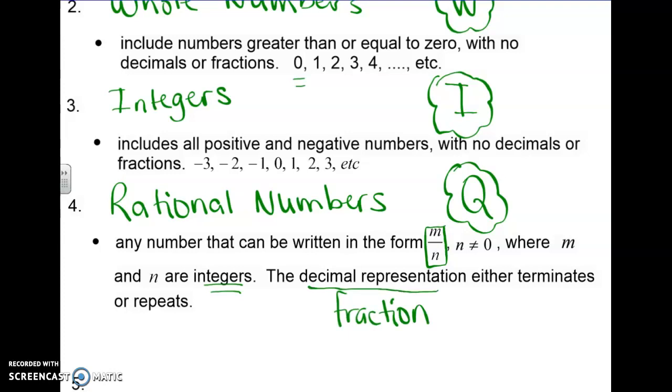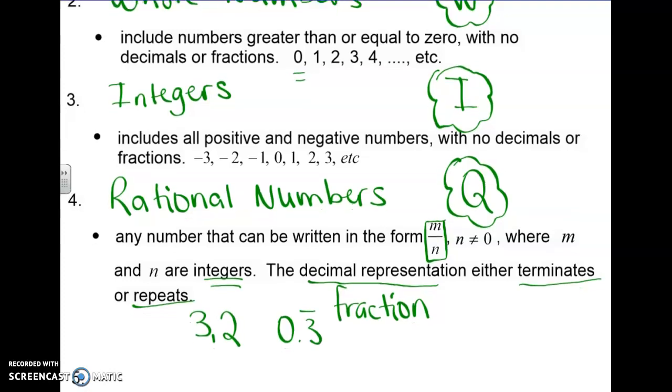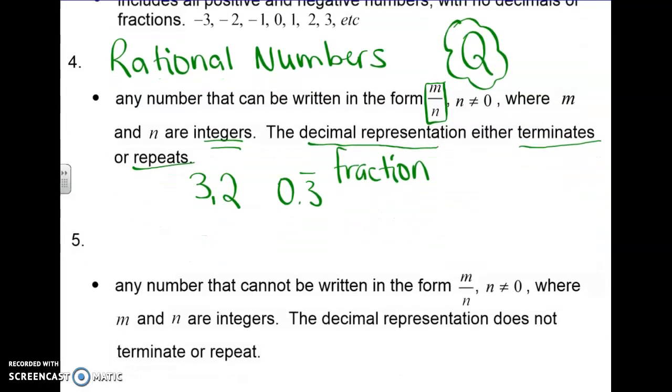Can it be written as a decimal that terminates or repeats? So 3.2 terminates. If I think about a repeating decimal, I would write it 0.3 repeating. So think of those in your mind as you're trying to decide whether a number is rational or not.